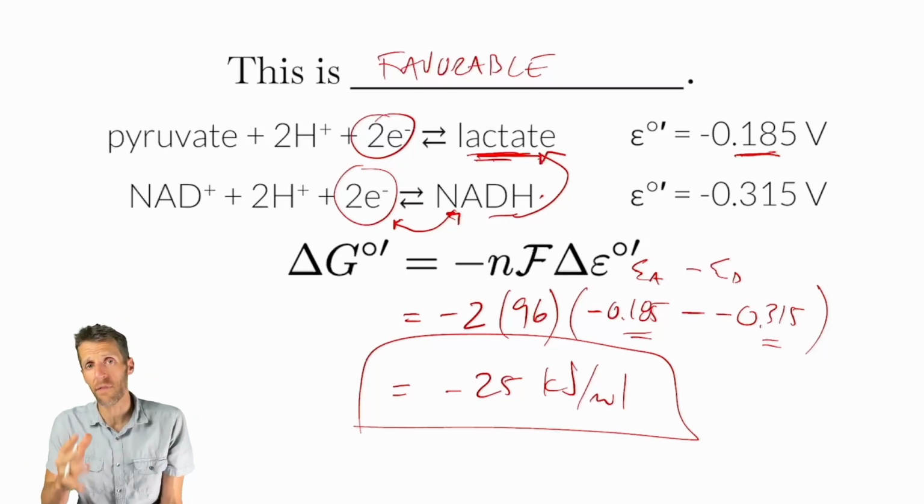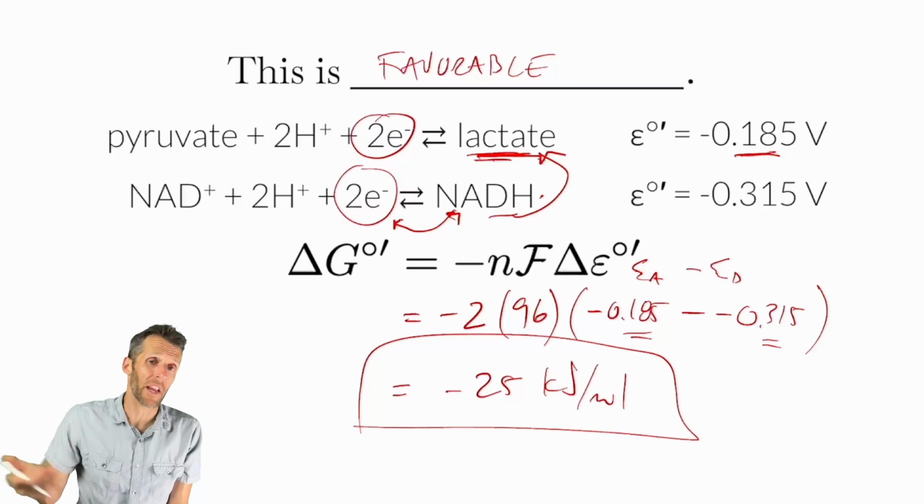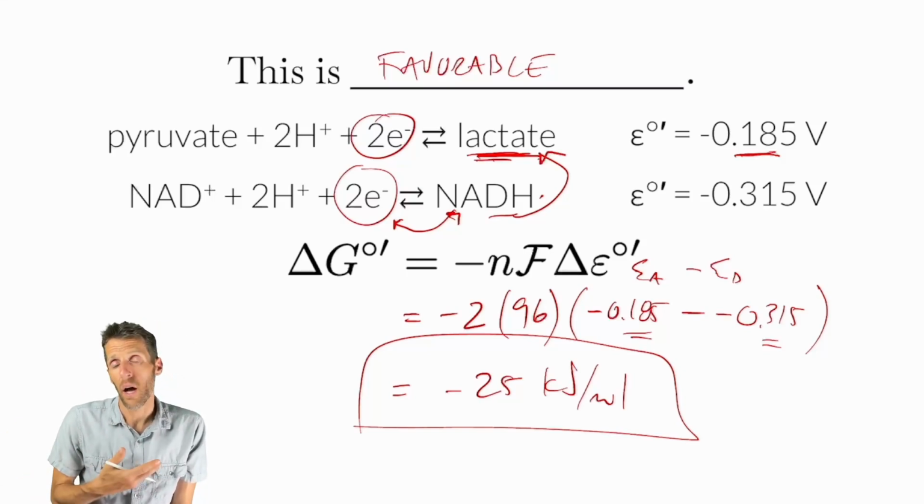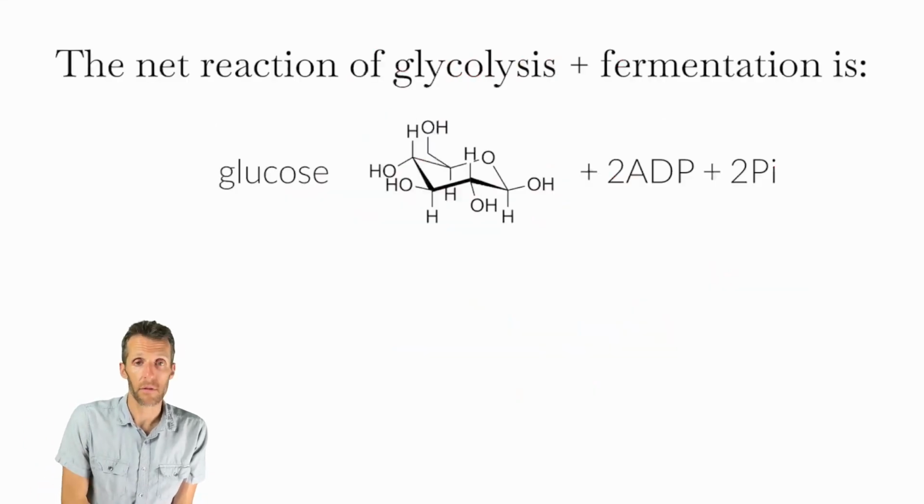And it's really important that this is favorable because we're trying to use this as part of an energy generation pathway, right? If this isn't at least neutral, then we're going to be losing energy rather than making ATP out of glycolysis.